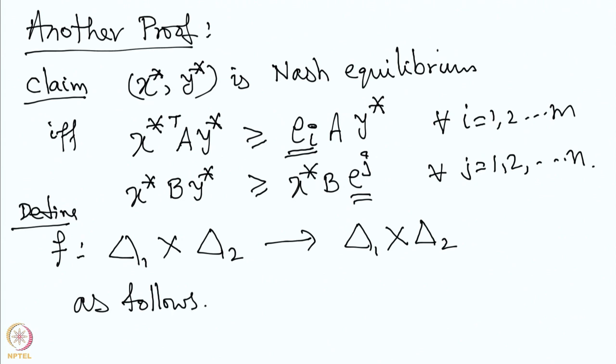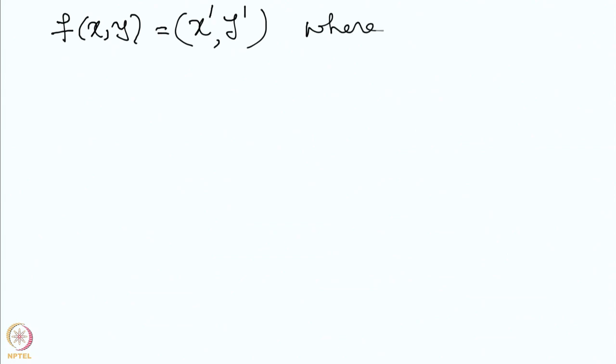So we will define a function f from delta 1 cross delta 2 to delta 1 cross delta 2. Previously also we have done the same thing. We used a best response structure there, but here we are using something different. So how do we define it? I will define f(x, y) to be (x', y'), where x' and y' are defined as follows.